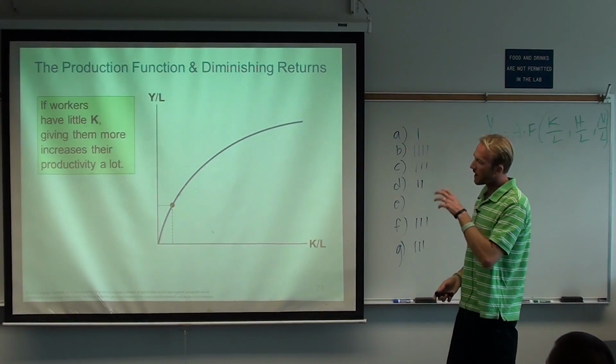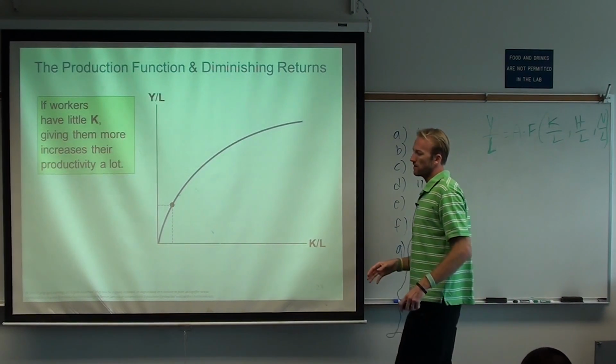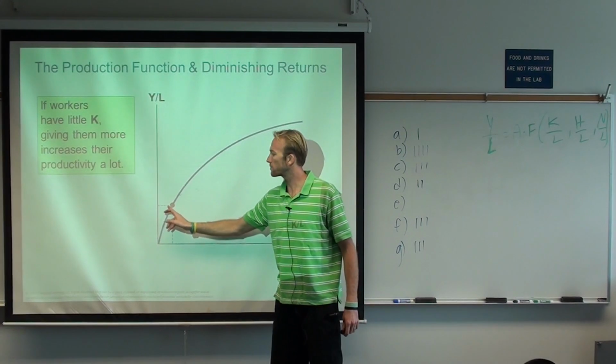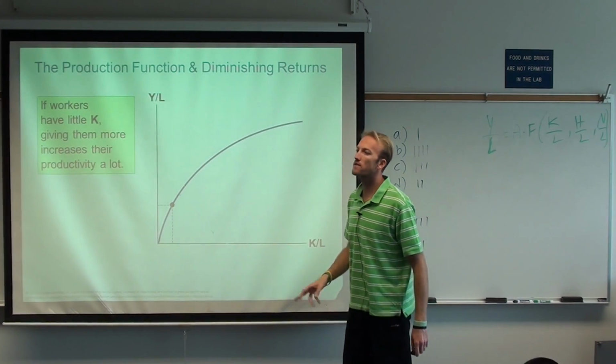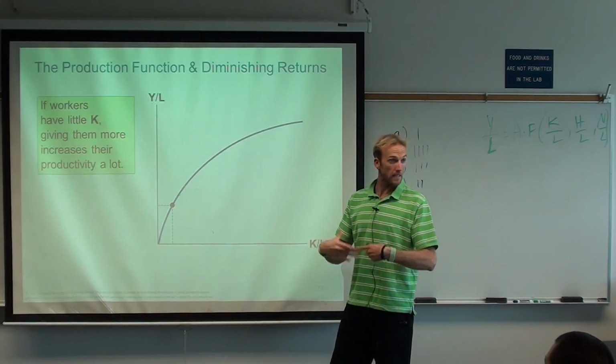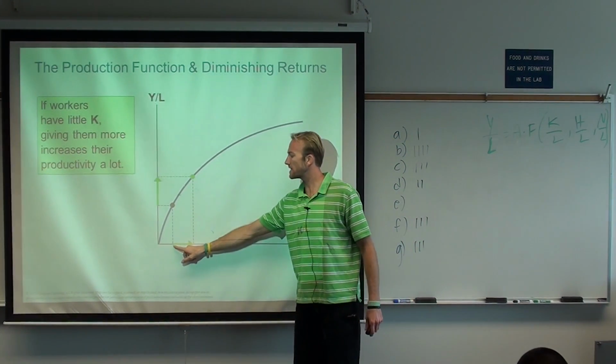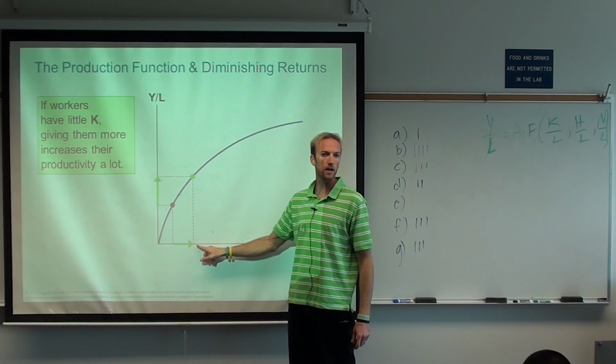And so here's why. Let's say that we're down here, the workers are down here. How much capital do they have per person? Almost nothing, right? And so they can produce this much. This is the example of the guys digging the holes with their hands, right? And so if I give them just a little bit of capital, let's say this is $10 in capital, right?